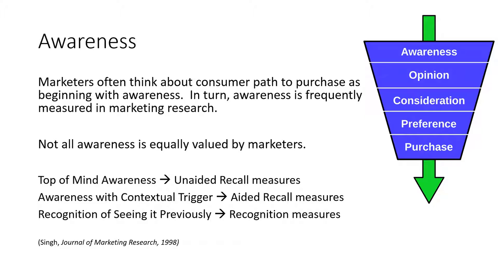There's also awareness where contextual triggers help to evoke that awareness. Finally, perhaps the lesser form of awareness, it's where an individual can recognize having seen something previously, but they actually need to be shown that same stimuli again to say, aha, I recognize that. Let's illustrate these three different forms of awareness by way of example. Consider this question. Name the first two brands that come to your mind. Do it. What are the first two brands that popped into your head?